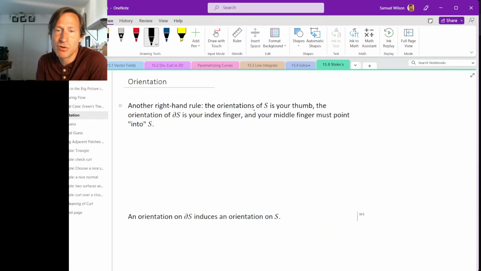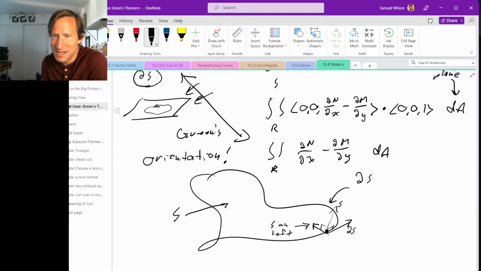So the orientation of the surface is your thumb, the orientation of the boundary is your index finger, and your middle finger must point into the surface. So if we look back at this diagram, this is oriented correctly because, right, if I put my index finger pointing in this direction, sort of rightwards and inwards a little bit, and I put my thumb in this direction, upwards, my middle finger will be pointing into the surface.